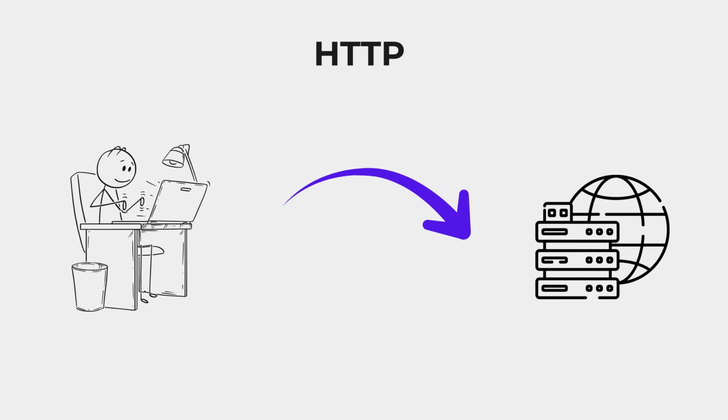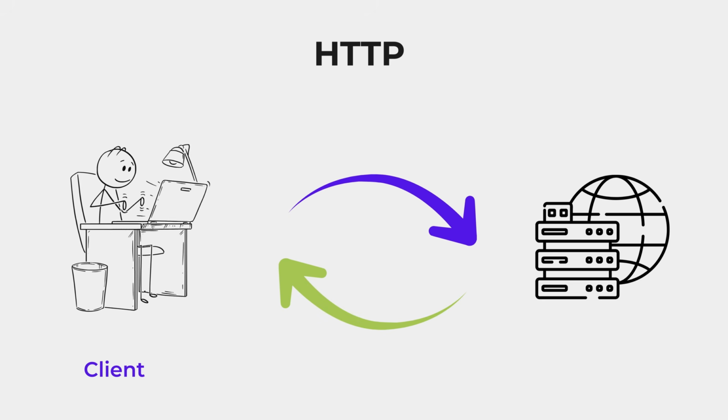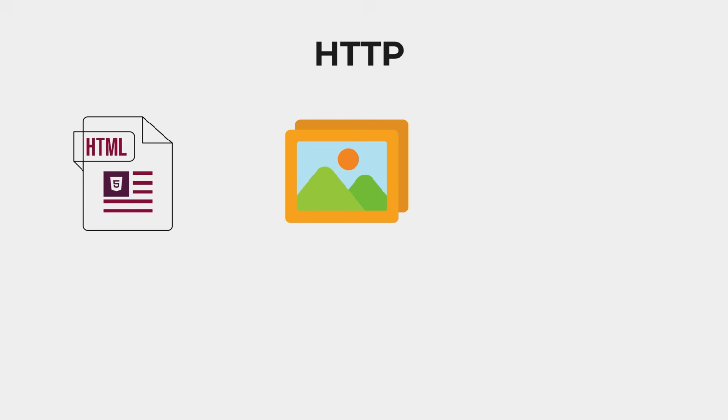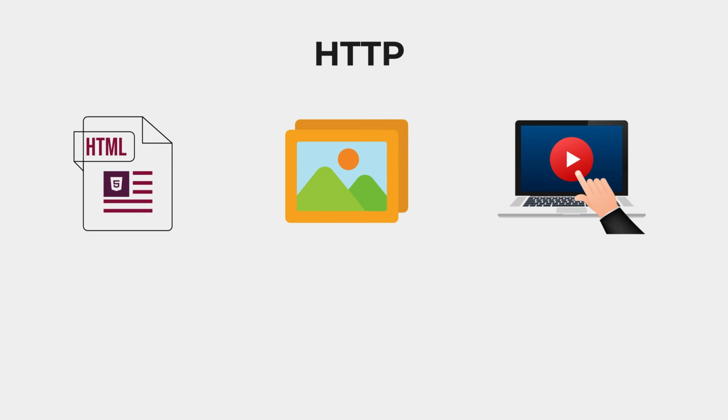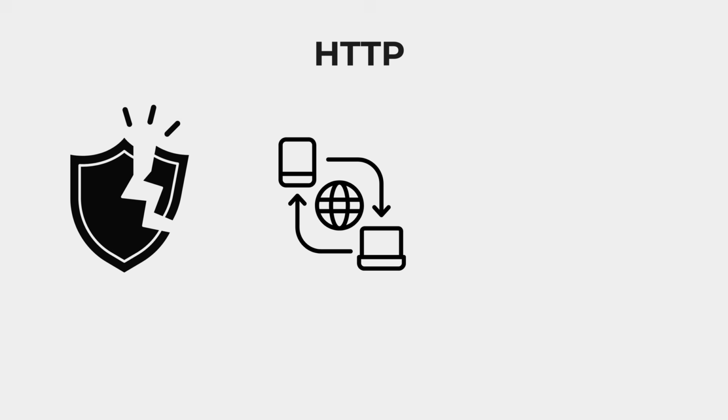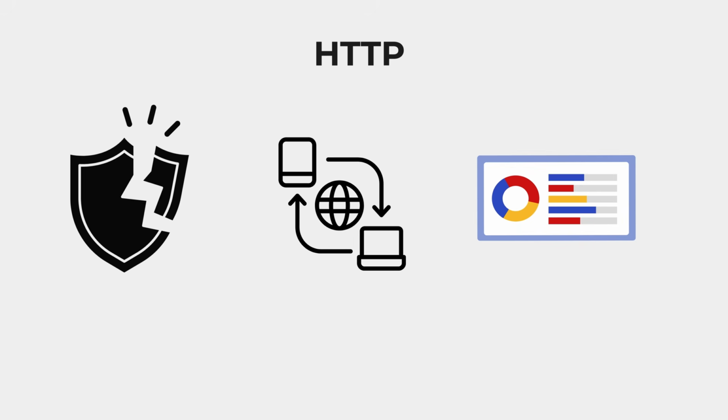HTTP operates as a request-response protocol. A client, such as a browser, sends a request to a server and the server responds with the requested resources like HTML pages, images, or other content. This happens instantly, making web browsing seamless. However, HTTP has a critical weakness. It transmits data in plain text.